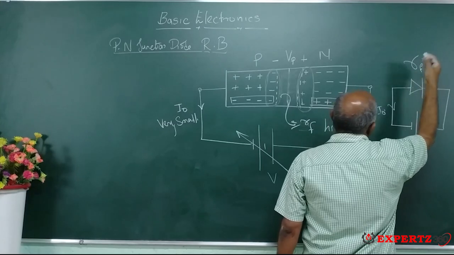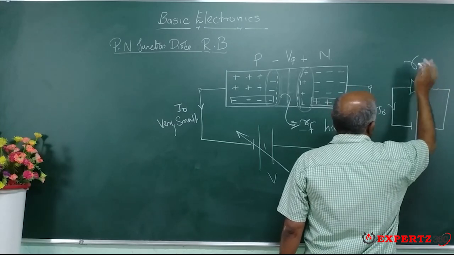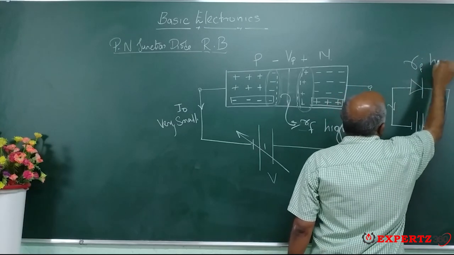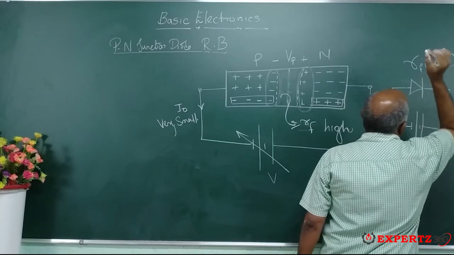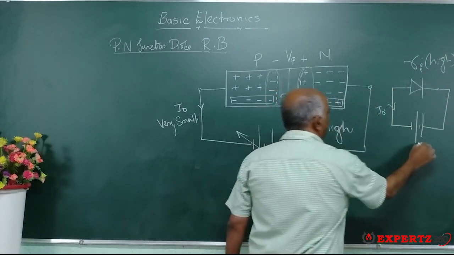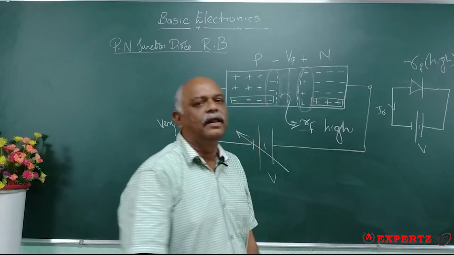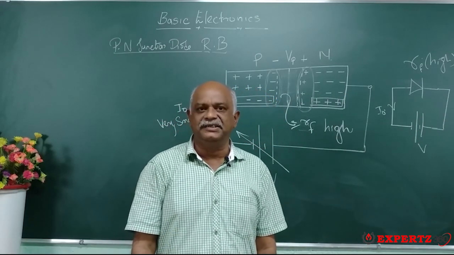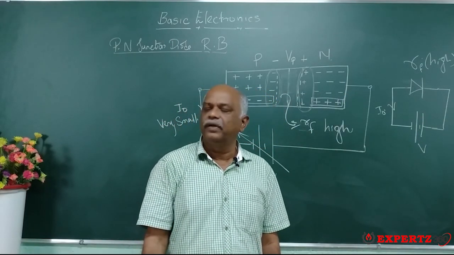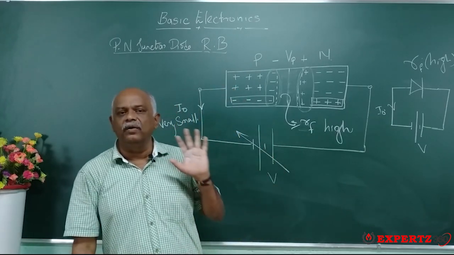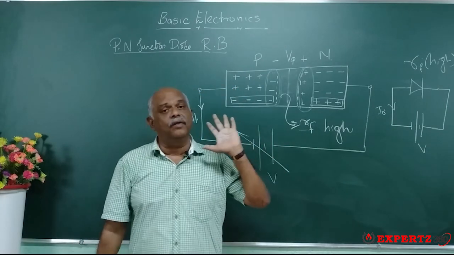Resistance. You can put it as RR if you want, whatever it is. The small resistance offered over there is high. Clear? This is the diode under reverse bias condition. Now, I've taught you what the diode is under different conditions.